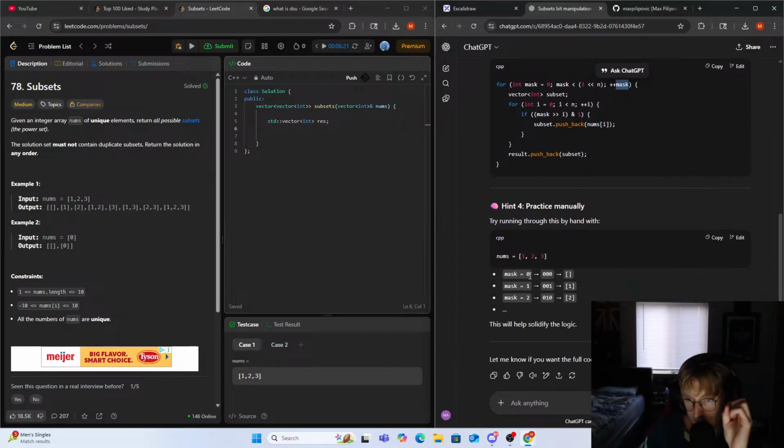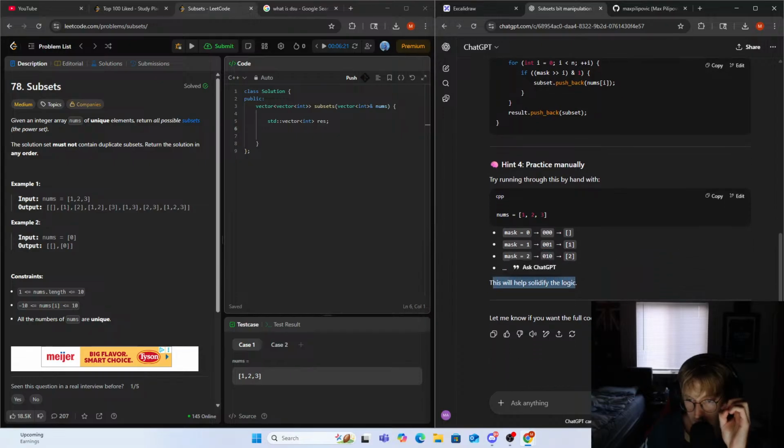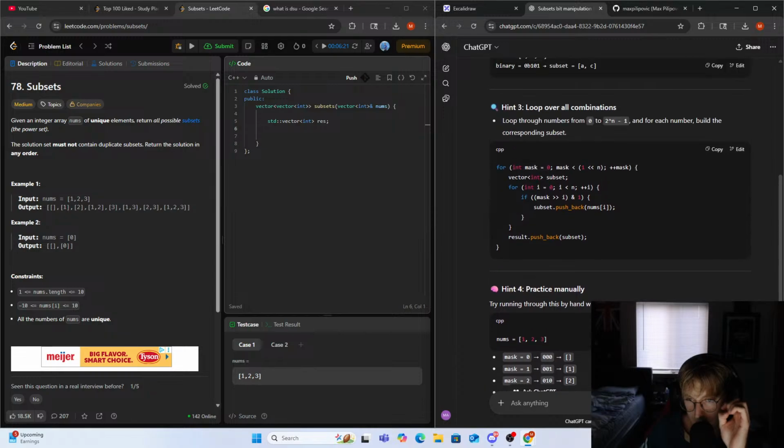I need to try running through this by hand. Mask is 0. Mask 1. Mask 2. Help solidify the logic. Is this the code that he just gave me here? 1 bit shift n is 2 to the power of n.